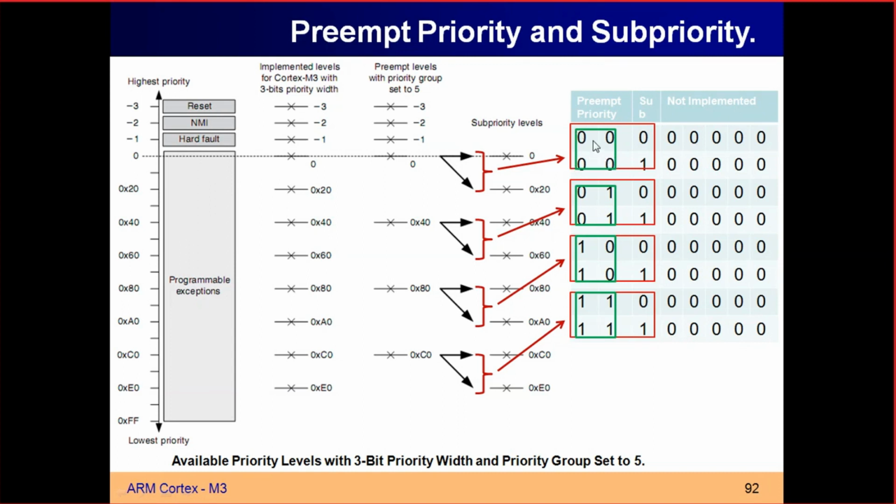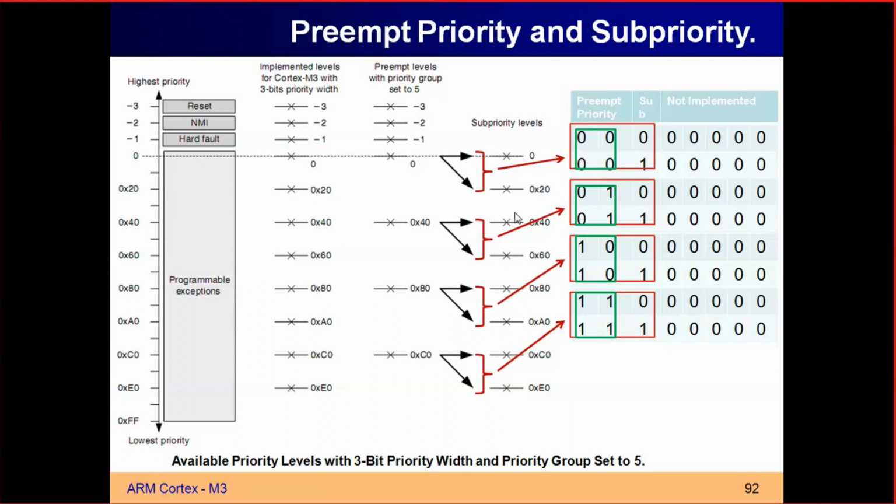Right. So here let us take one interrupt coming with preempt priority 0 and another interrupt also coming with preempt priority 0. So what will happen? The decision will be taken based on the sub priority. So this interrupt will be given high priority. Because I am not generating the interrupt, no, it will be generated from some device.